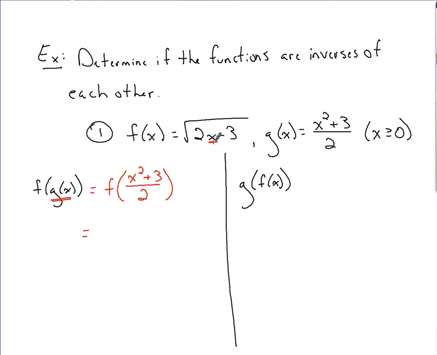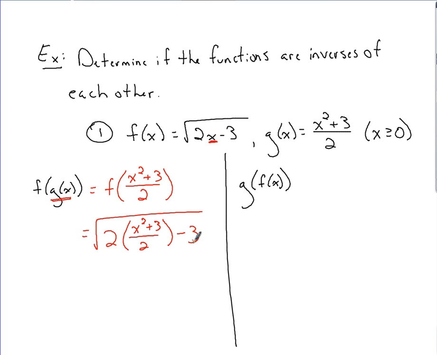So if we place this up here, you have the square root of 2 times x becomes x squared plus 3 over 2, all of that minus 3. So a little bit of plugging in to start. We've now set up something we can simplify.